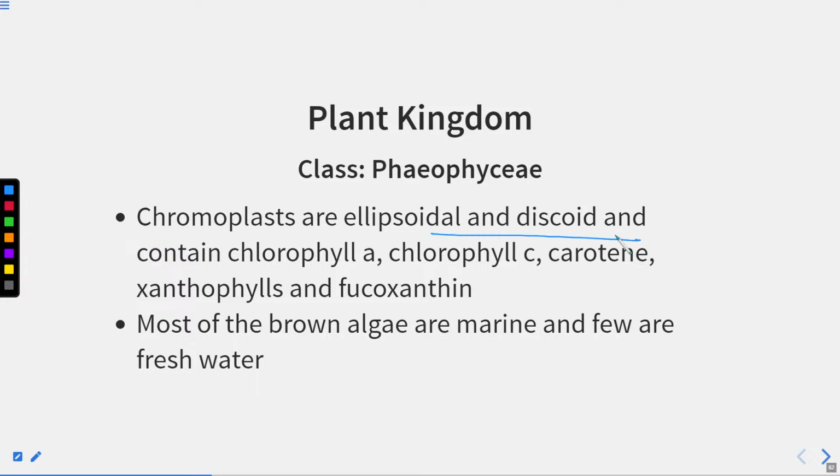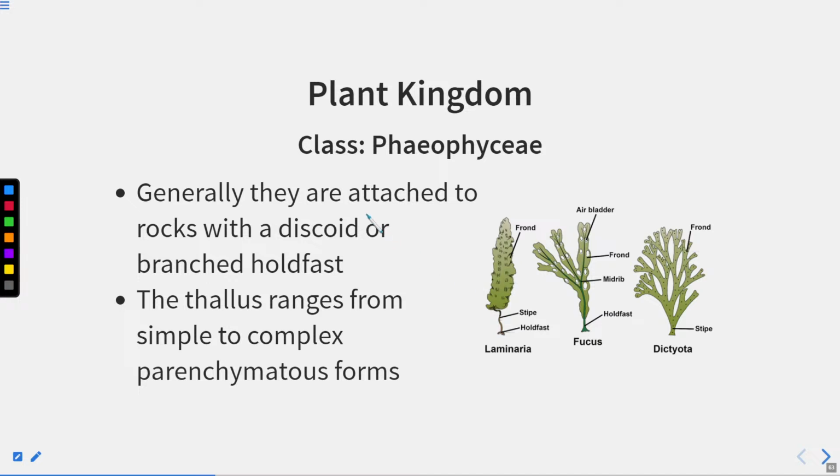Chromoplasts are ellipsoidal and discoid and contain chlorophyll A, chlorophyll C, carotene, xanthophyll and fucoxanthin. Most of the brown algae are marine and few are freshwater. We have already discussed all these points in the tabular form also. So generally they are attached to the rock with the discoid or the branched holdfast. So here we can see the three different structures, that is holdfast, stipe and frond. Holdfast is the structure that attaches this brown algae to the substratum. Stipe is a filament like structure, and the green leaf like structure is also called frond.